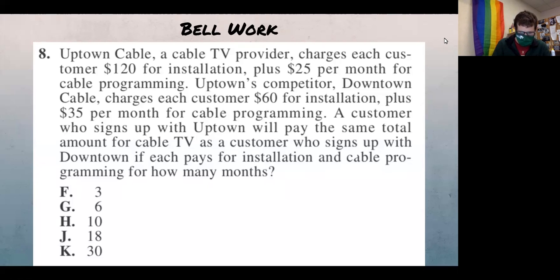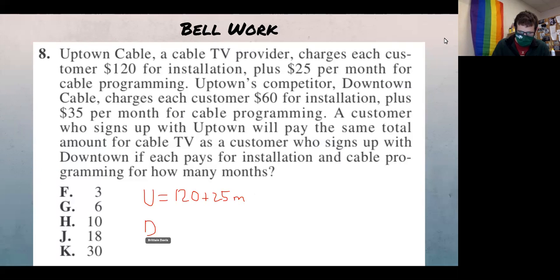So if we're going to go with Uptown Cable, then that costs $120 for installation. We always want to think about this in terms of what is the constant cost that doesn't change based on any variable. 120 is just going to stay the same. It doesn't matter how many months we have the service, but for every month that we have it, it's going to be $25 per month.